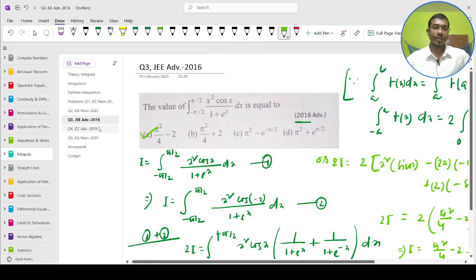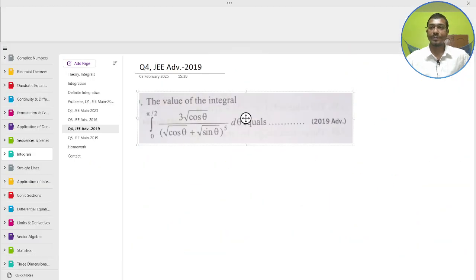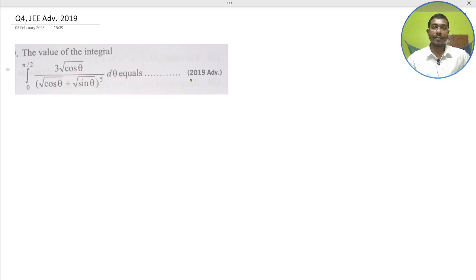Next. Question number 4, JEE Advanced recent 2019, saying that the value of the definite integral from 0 to pi by 2 of 3 root cos x with the denominator root cos x plus root sin x to the power 5 d theta equal to what? Numerical answer type. Change my pen and let us solve. First try yourself.